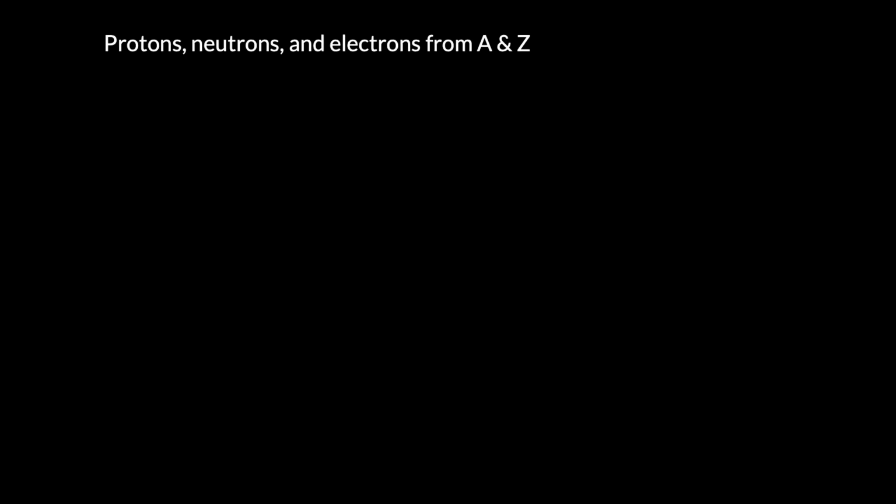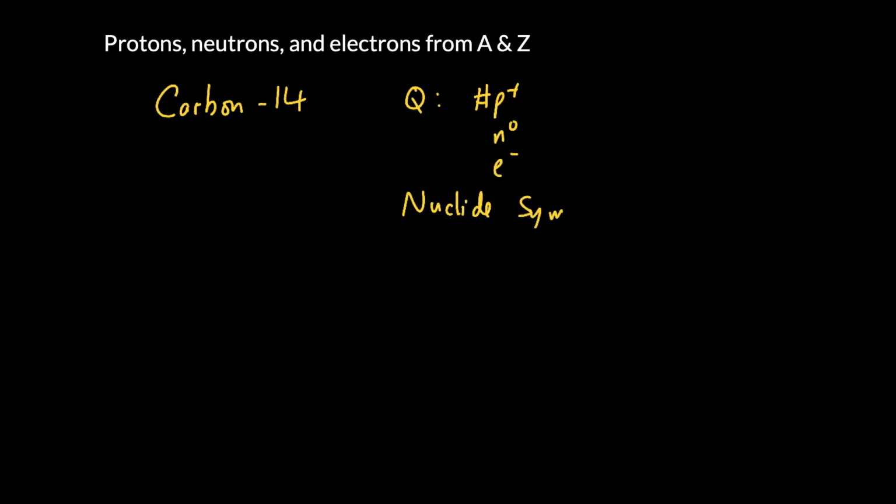Let's practice how to count protons, neutrons, and electrons from some isotope information. Perhaps we have an isotope, an atom of carbon-14, and we want to do a couple of things. The question: how many protons, how many neutrons, how many electrons does it have, and also, what's the nuclide symbol?